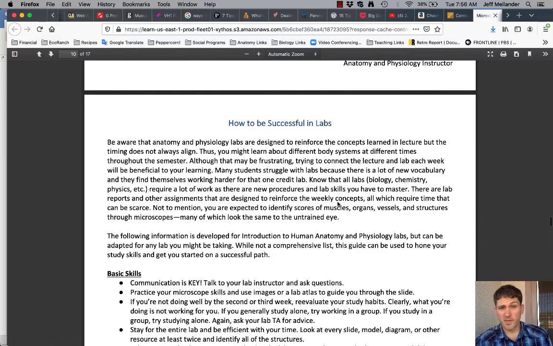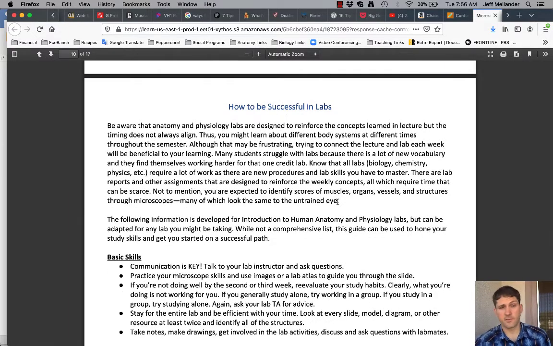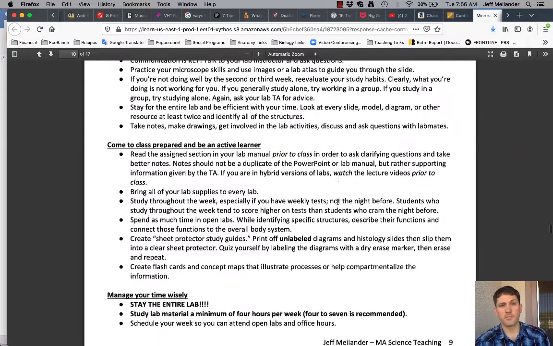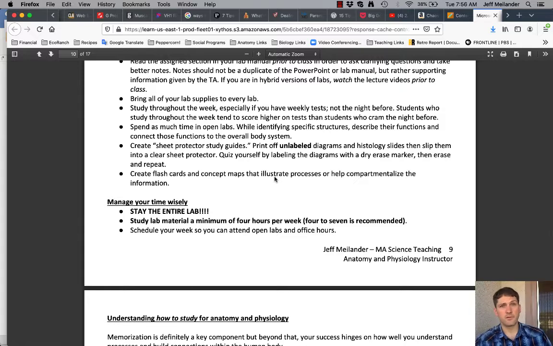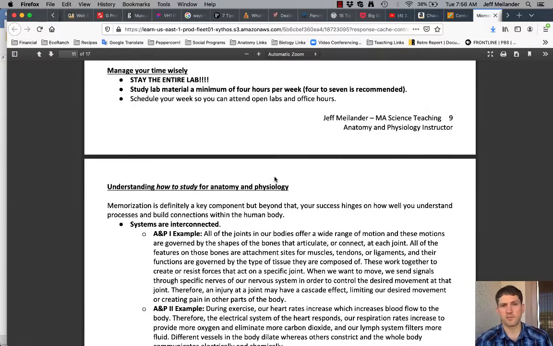These next few pages are how to be successful in labs. So again, this comes from a lot of information from past TAs and past undergraduates who have done really well. What do you guys do? How long are you studying? What are the things that you're doing to really digest this information?